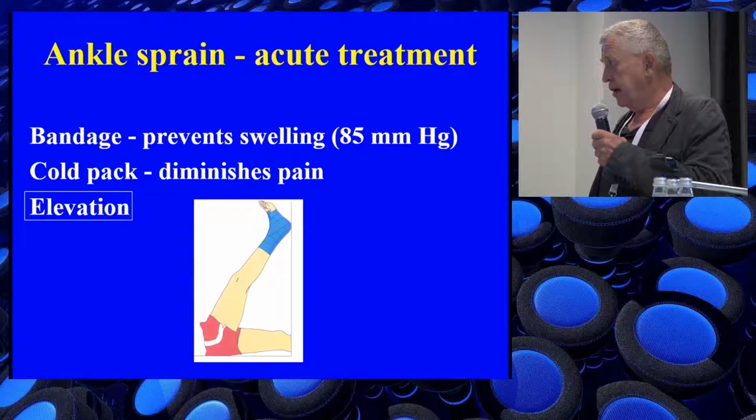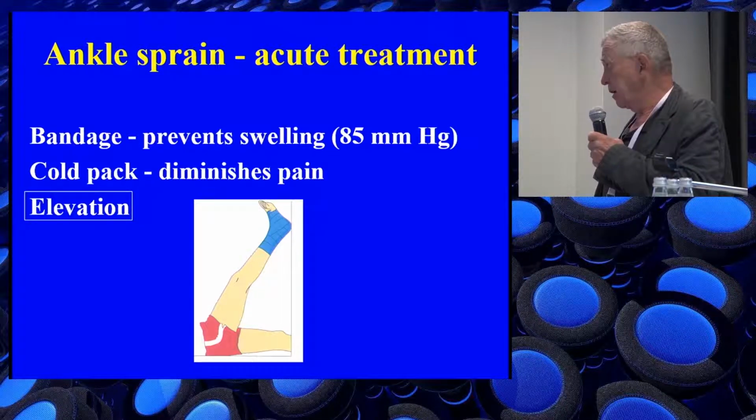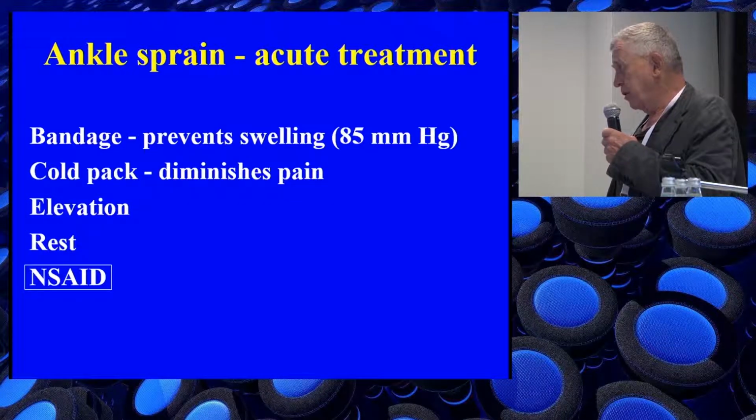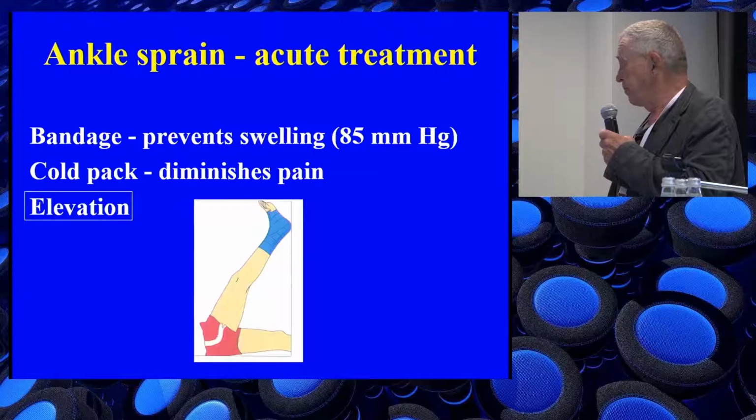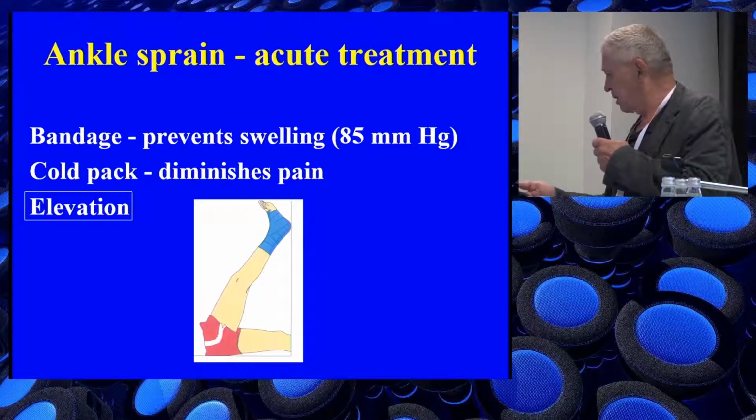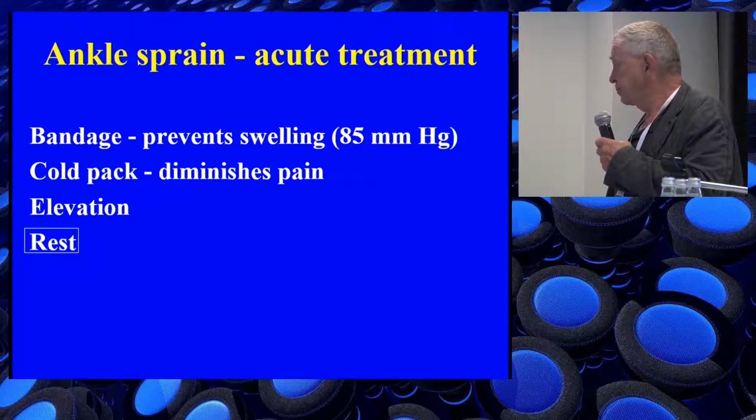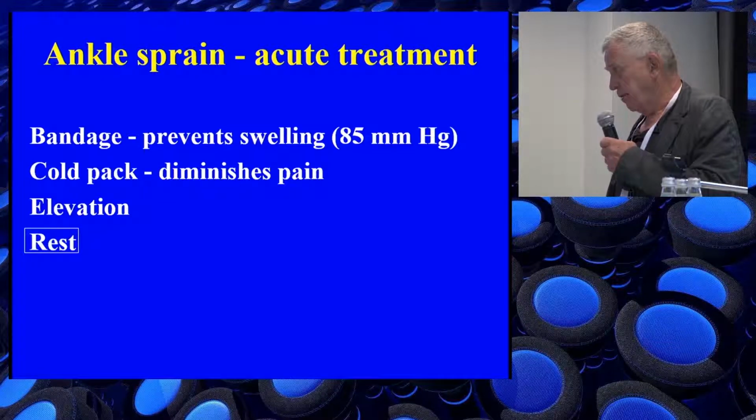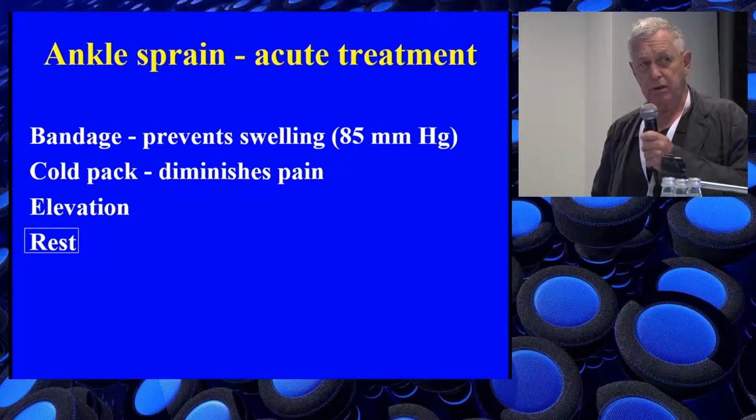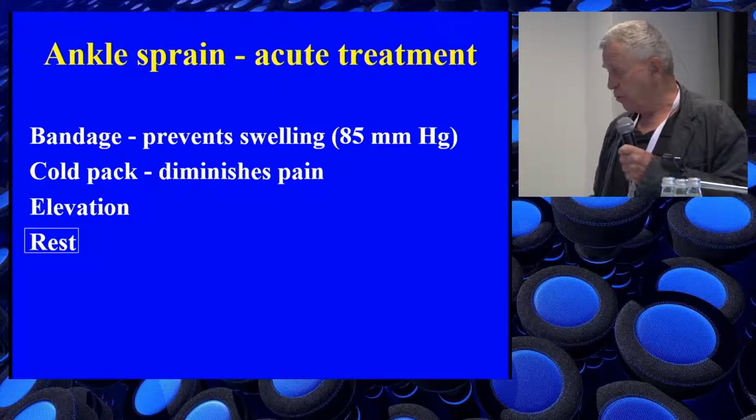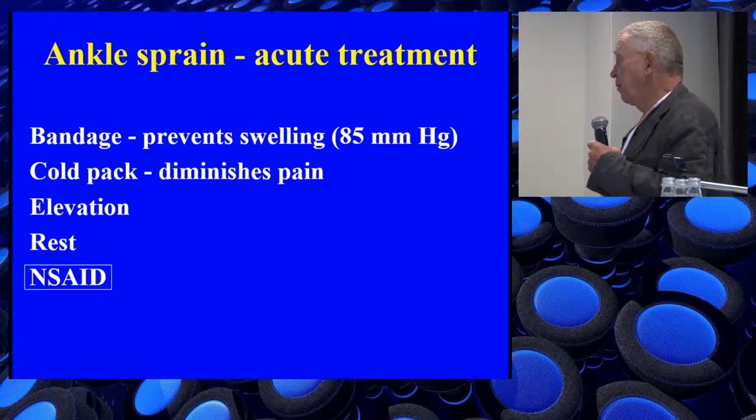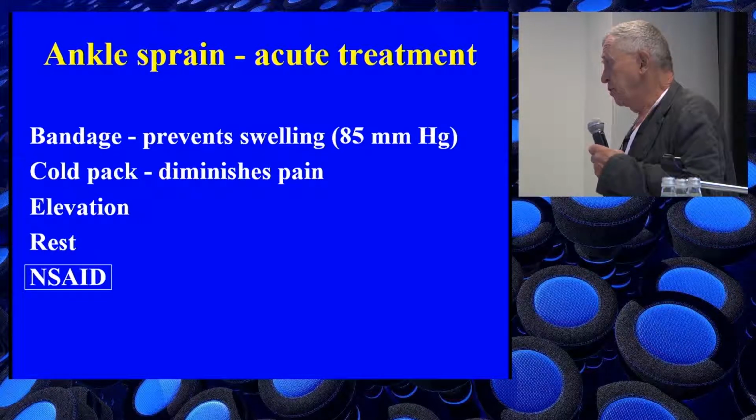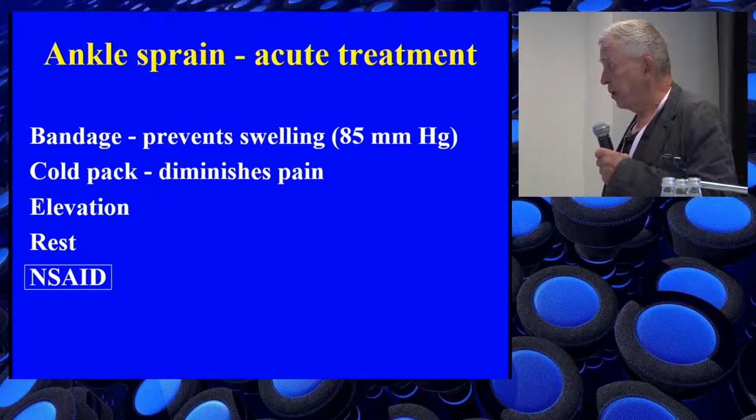You can also use elevation, and if you do an elevation of the foot like this, of course there will be less blood pressure. The distance between the ground and the foot means that the swelling of the foot is less. Rest is good, because if you rest the foot and the ankle, there will be less blood flow, and when there is less blood flow, there will be less swelling, of course. And when the acute situation is finished, you can always try NSAID to help the patient diminish the pain.